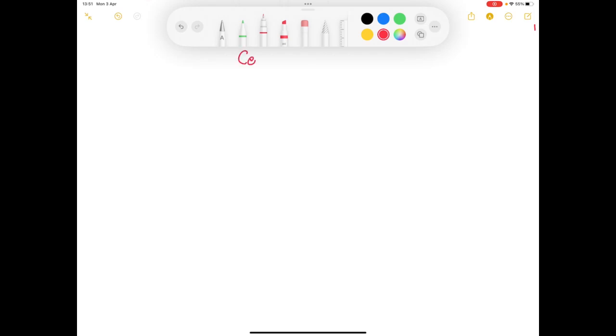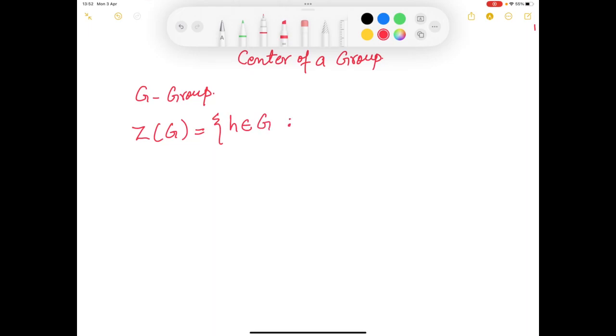This video is about the center of a group. Say G is a group, then the center of the group G is denoted by Z(G), and it consists of those elements h of the group such that hg is the same as gh for all g in G. Meaning that the center consists of those elements of the group that commute with all other elements of the group.